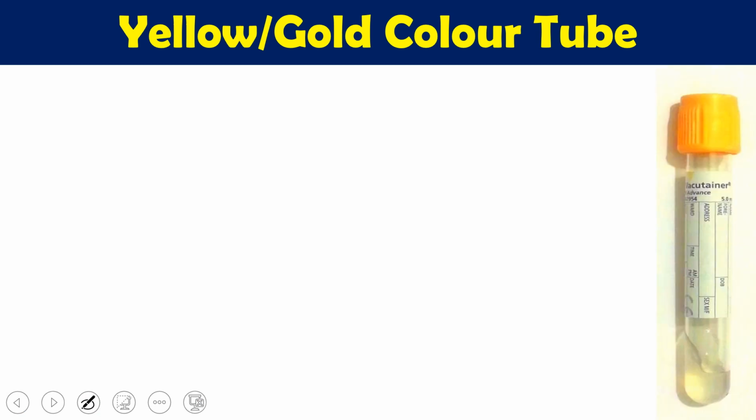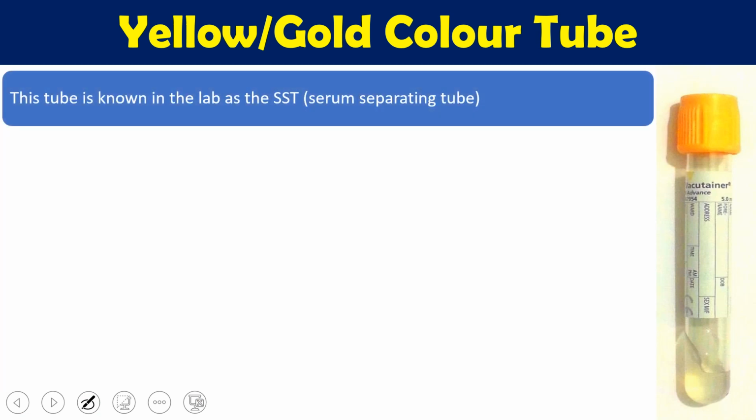Then we have the yellow or gold color tubes. This is one of the most common forms of blood collection tubes. A huge variety of tests can be performed with it, which require separated serum for analysis, like biochemistry, microbiology, oncology, toxicology, and immunology. Most places use these tubes. This tube is also known as SST, which means serum separating tube.